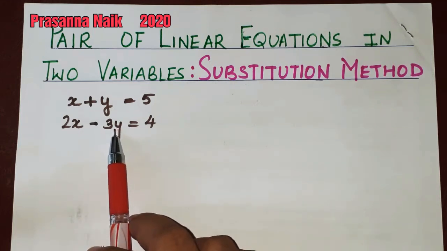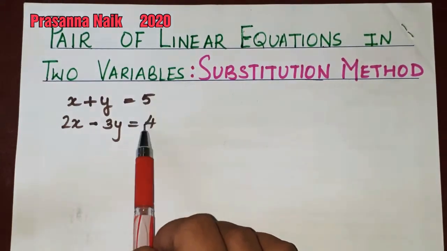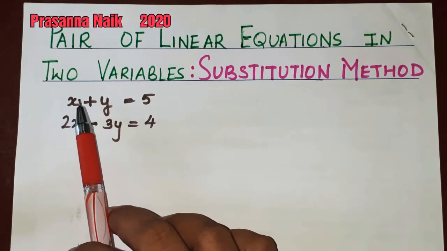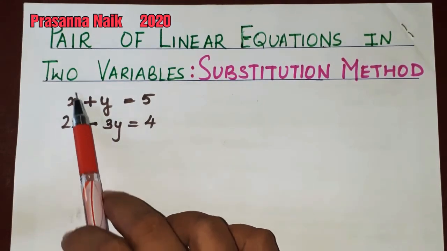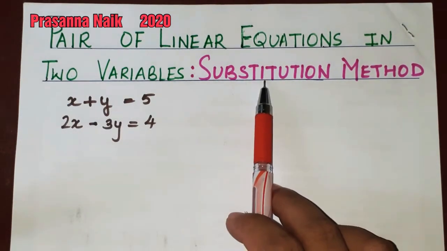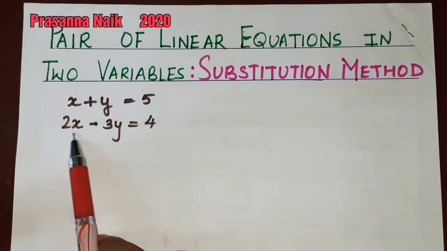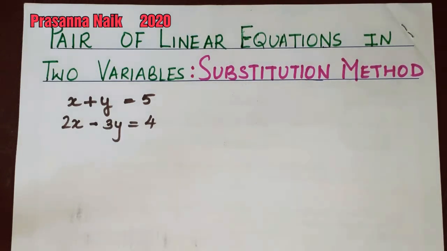Since we are dealing with this lesson, that is pair of linear equations in two variables, pair, that means two linear equations at a time and in two variables, which means they should have two alphabets in them, x and y, correct? So we are going to find the values for this x and y. Okay, so in this method of substitution, what we actually do is this: we create a value for either x or y, and then we substitute that value in the place of that alphabet. Okay, so let's see how it is done.